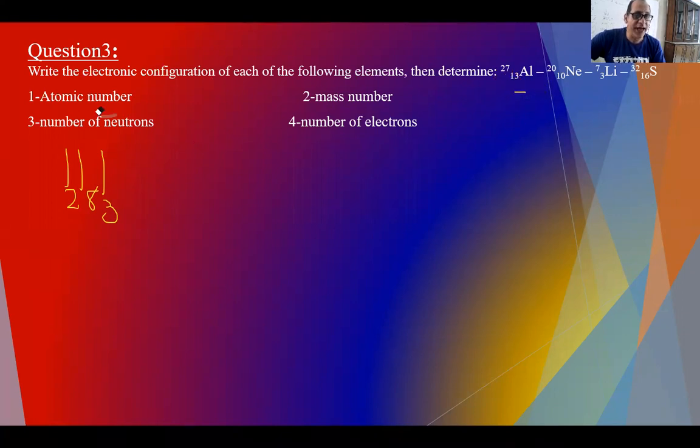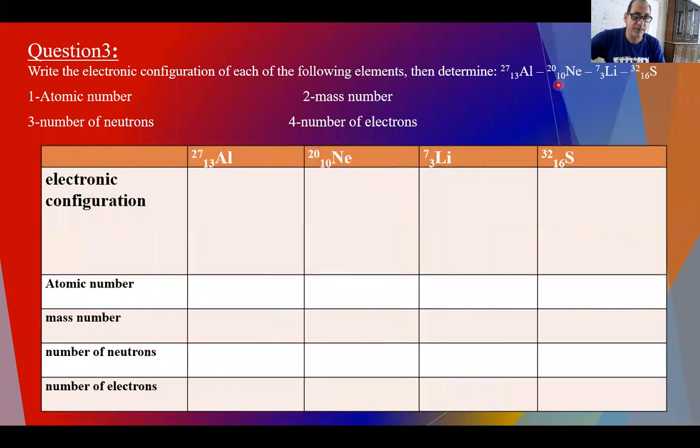The second one, Ne. Atomic number, 10. Mass number, 20. Number of neutrons, 20 minus 10, so it's supposed to be 10. Number of electrons is the atomic number, which is 10. The atomic number is always the number of electrons and the number of protons. Okay? This is our table. Let's see here if we record our things, with your permission.